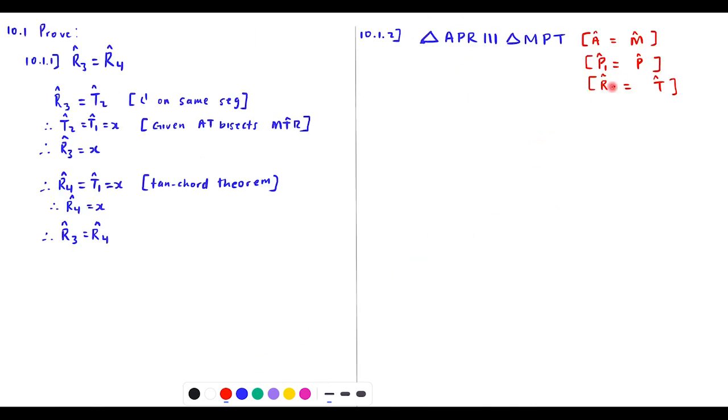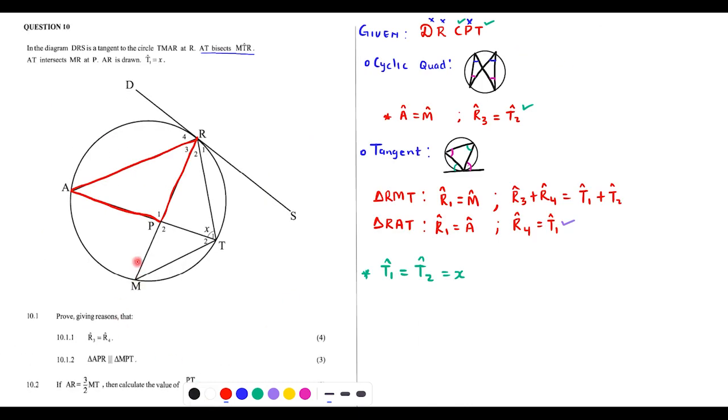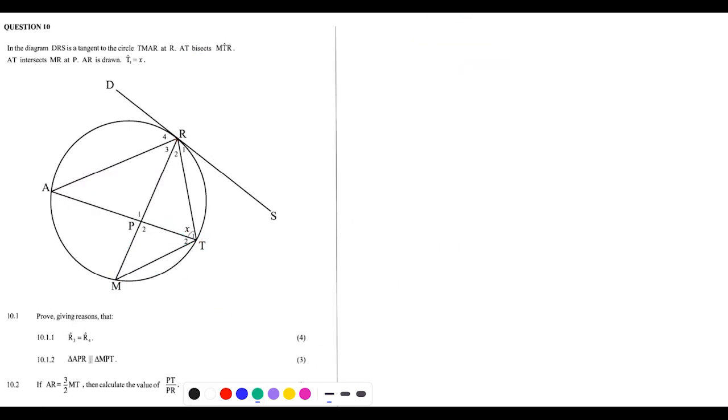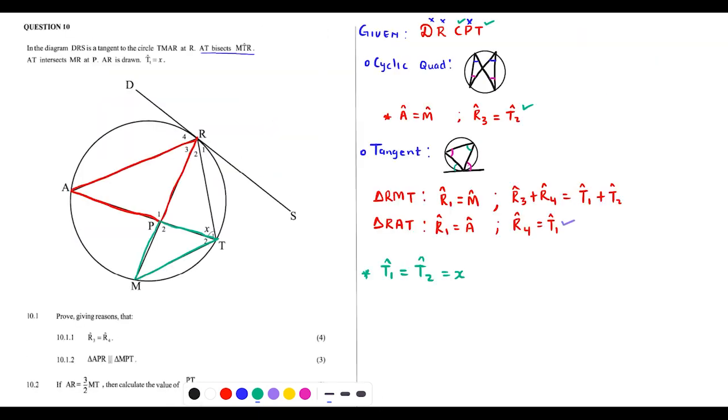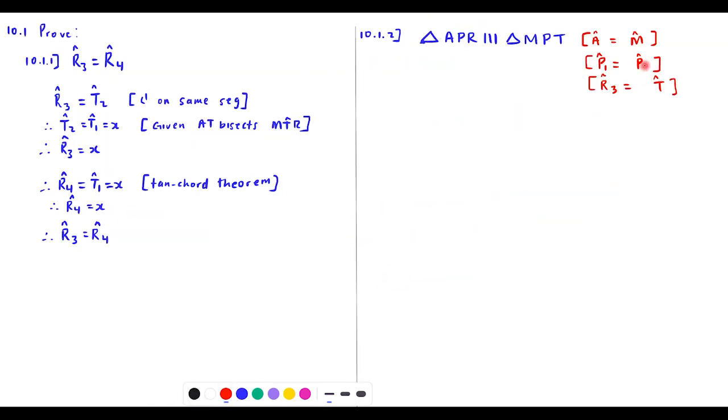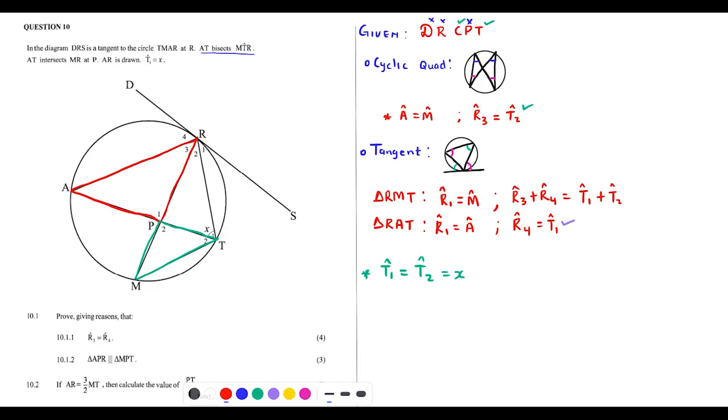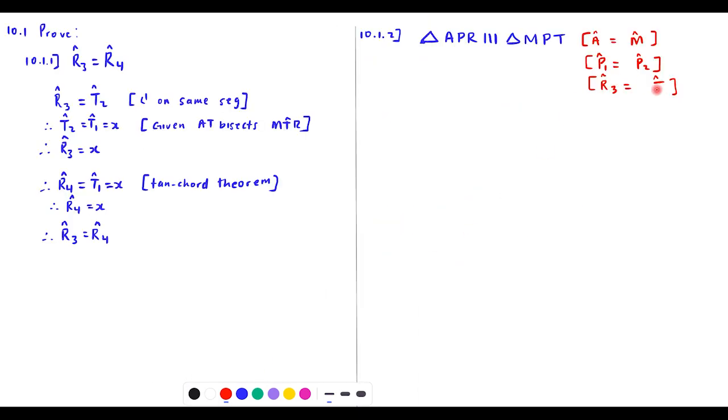So I'm going to do the same thing with MPT, before I even go to my question. So what do I see there? In MPT, I see that angle M is indeed angle M, but angle P is P2, and angle T is T2. So here all I need to do now is prove that two of these angles are equal, and then the third angle will automatically be equal.